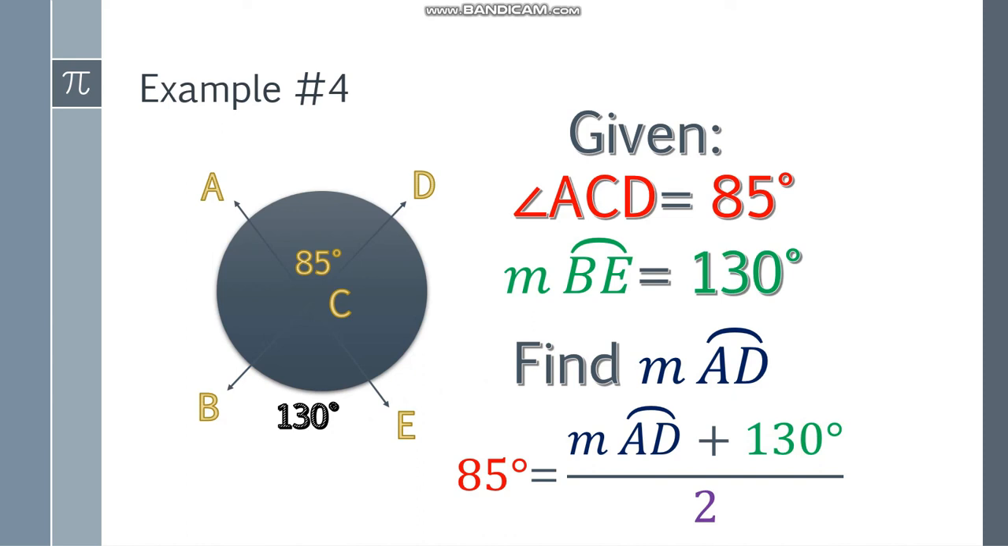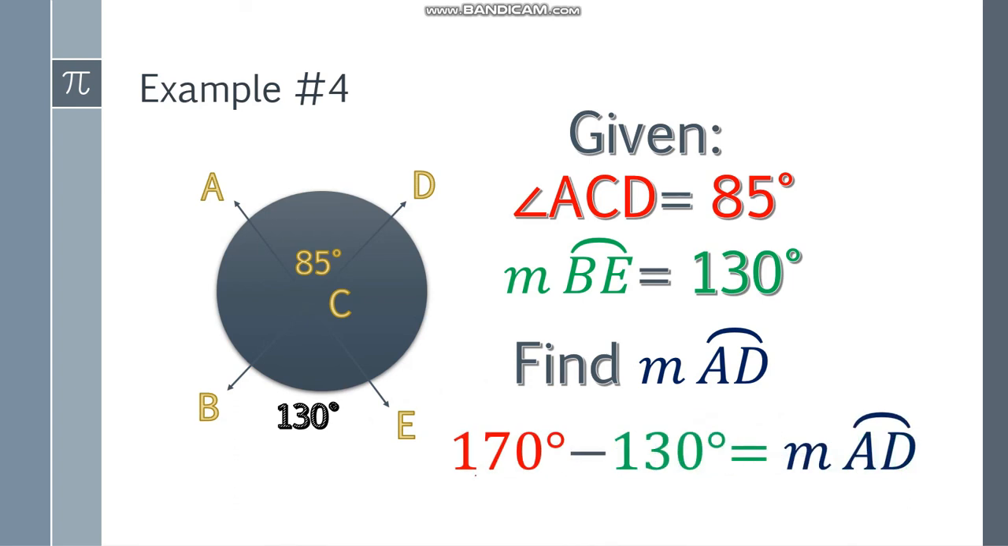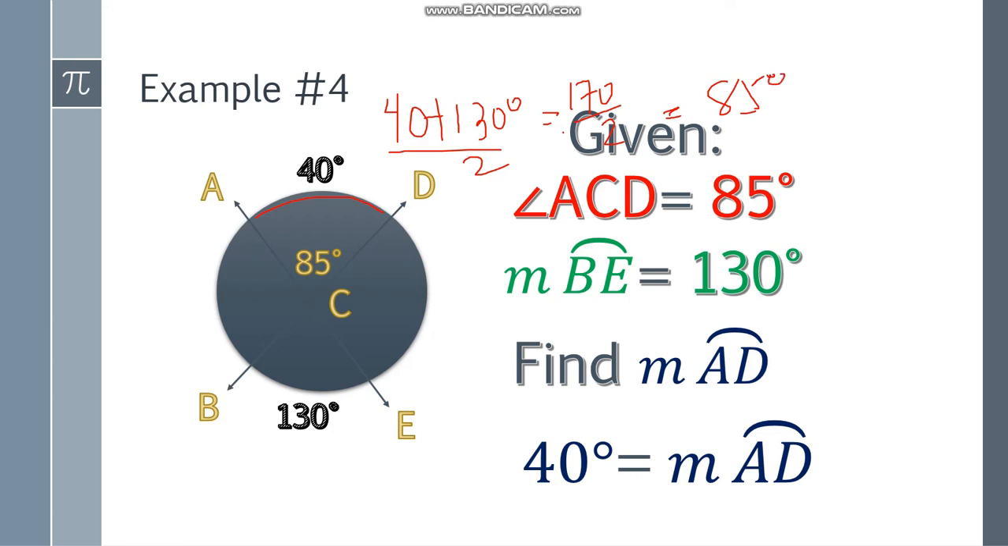Just use algebra. Multiply both sides by 2, and we have 170 degrees. And for this one, just subtract 130 degrees from both sides, and we will have 170 minus 130 is 40 degrees. So the measure of arc AD is 40 degrees. So how do we know if we are correct? Add 40 plus 130 degrees, which is equal to 170, and divide it by 2, and you will get an answer of 85, which is correct.